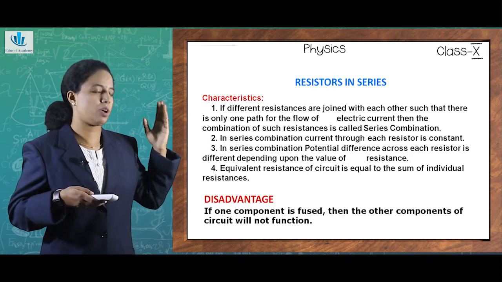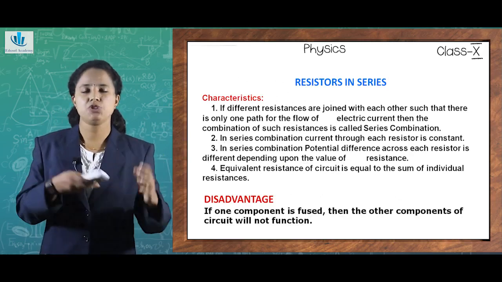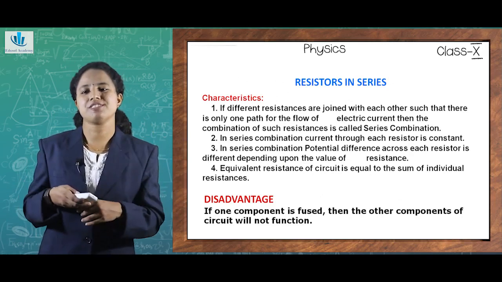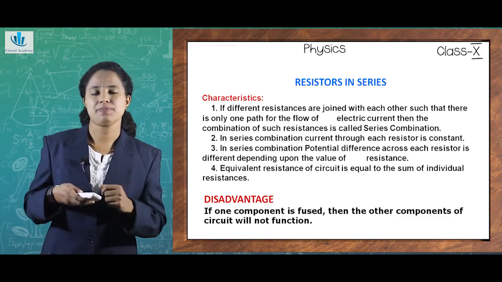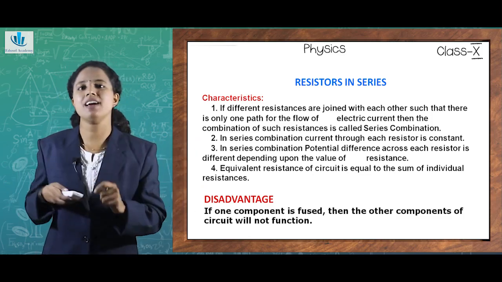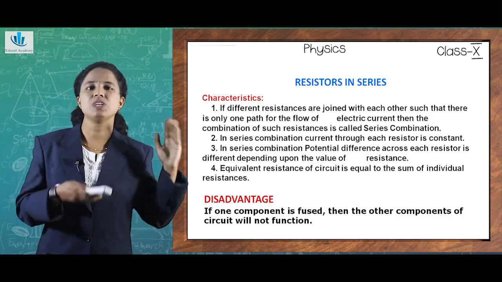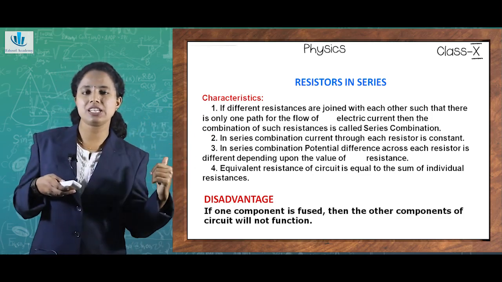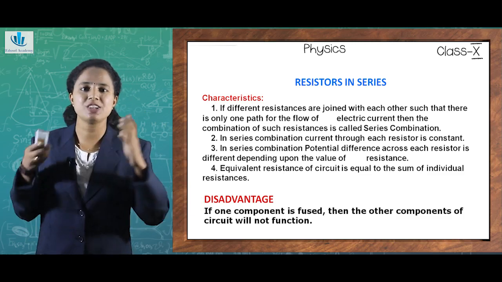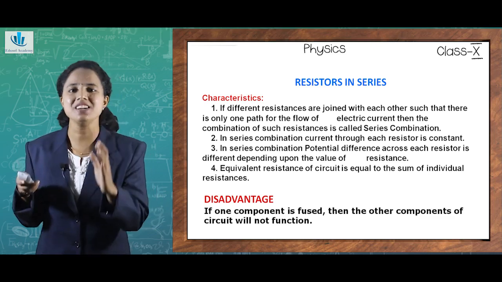The main characteristic of resistors in series is that if I join different resistances with each other such that there is only one path for the flow of current, then the combination of such resistances is called a series connection or series combination. That is, I am connecting my resistors in a series manner or end-to-end manner. In a series combination, the current through each resistor is constant. For R1, R2 and R3, the current was denoted as I, isn't it? So in a series combination, the current takes the same value.